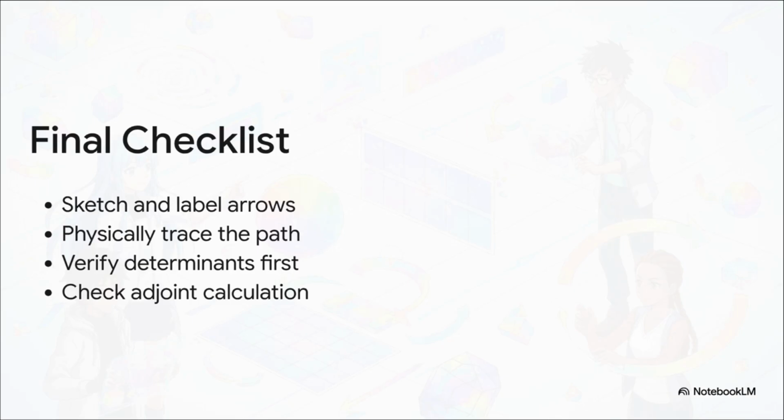And for matrices, verify your determinants first before doing any crazy calculations. And when you do finally calculate an inverse, double-check your adjoint step. Remember, you swap the elements on the main diagonal, but you only flip the signs on the other diagonal. Don't get those mixed up.